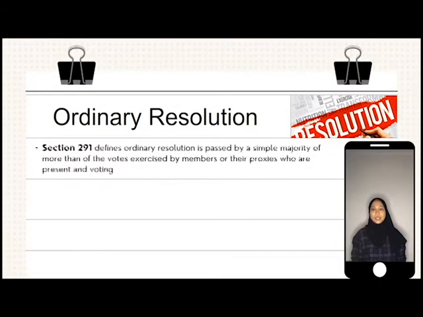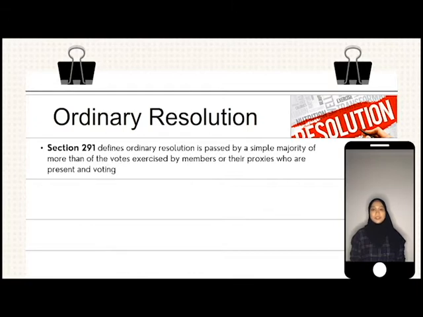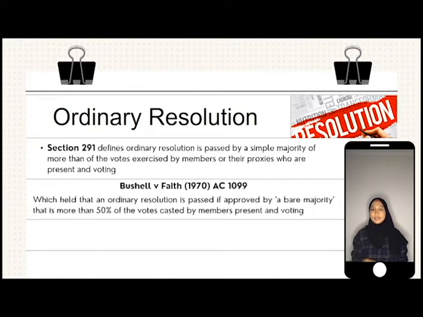According to Section 291 of the Companies Act 2016, an ordinary resolution is passed by a simple majority of more than 50% of the votes exercised by members or their proxy who are present and voting. The related case is Bushell v. Faith, 1970, which held that an ordinary resolution is passed if approved by a bare majority, that is more than 50% of the votes cast by members present and voting.